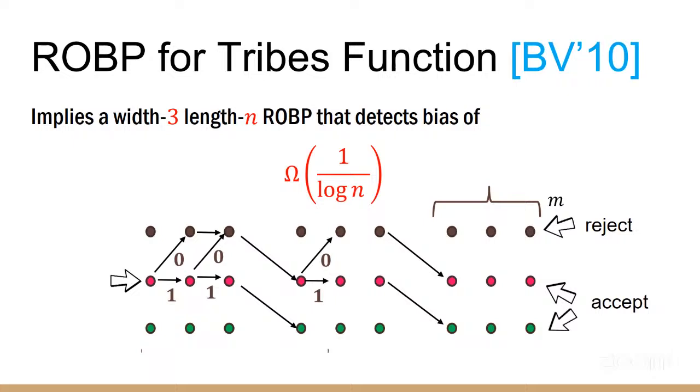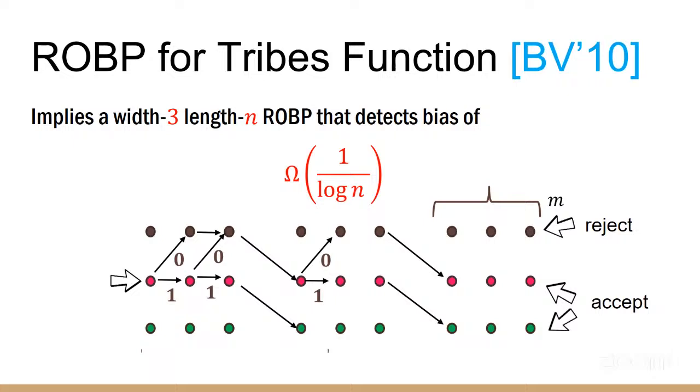So this is the advantage of a read-once branching program: my layers can differ depending on what bit I'm reading. If I'm reading this bit, then all these layers look the same. But I know that after m input bits, it's time to transition to the calculation of the next AND block. This is what is useful in finding a constant width, width 3, read-once branching program that solves the coin problem for bias 1 by log n.